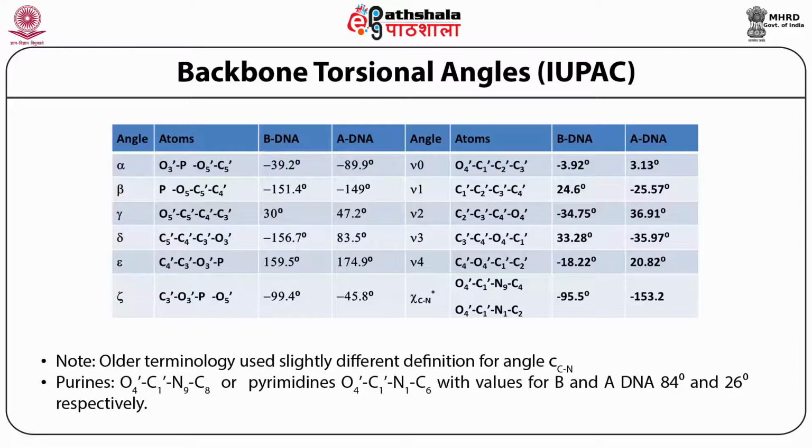Just let me tell you that the older terminology for the glycosyl torsional angle, chi-CN, was a little different, so you'll find some papers use that. There, the glycosyl torsional angle was defined as O4'-C1'-N9-C8 in purines, and in pyrimidines O4'-C1'-N1-C6. Their values for B and A-DNA were 84 and 26 respectively.